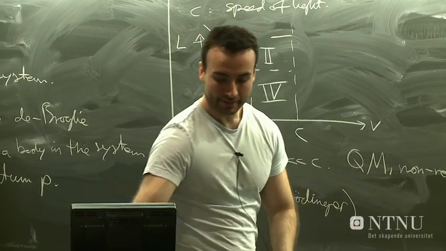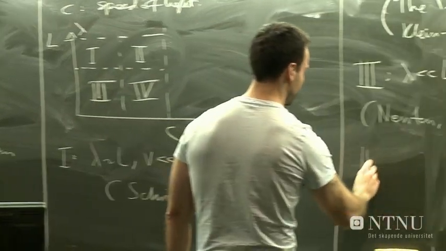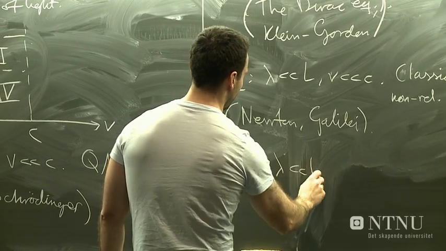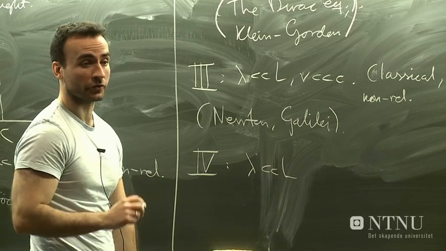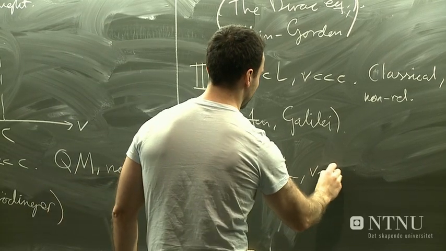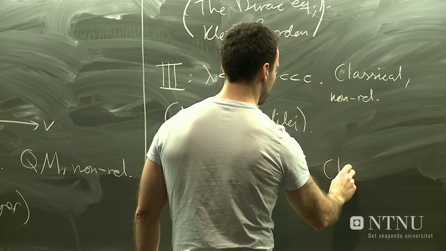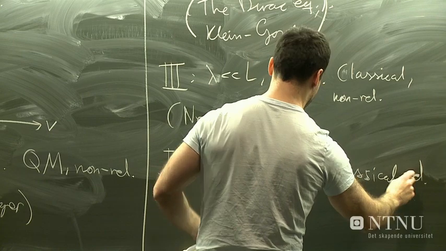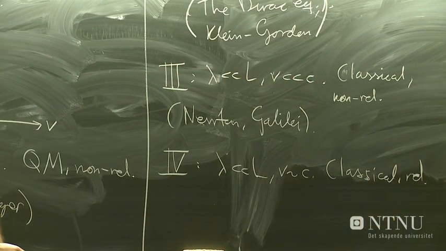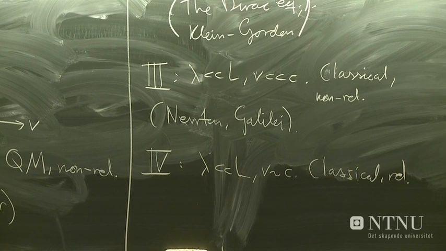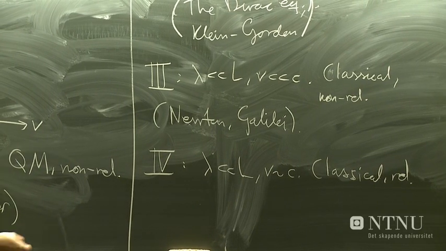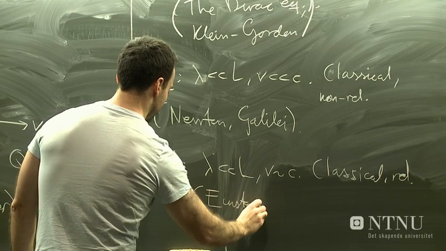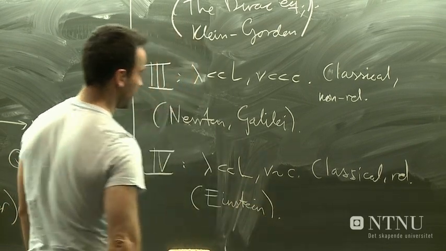So we have one final region. And that is still at a de Broglie wavelength much smaller than the system size, but now with a speed comparable to c. So we're still in the classical physics regime, but now we're dealing with relativistic physics. And the main star here is Einstein.